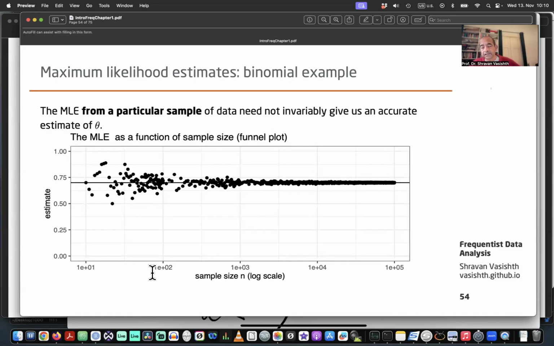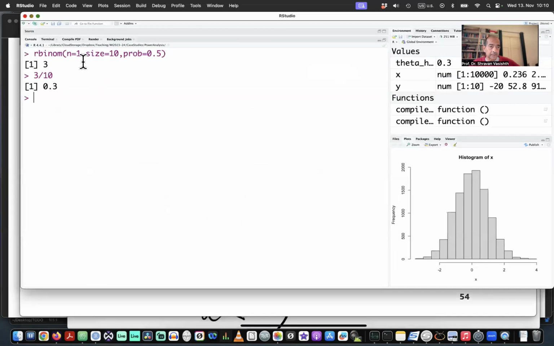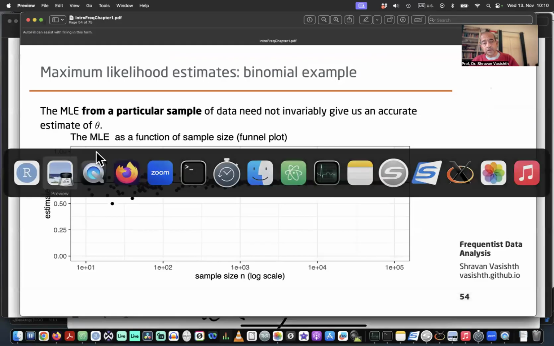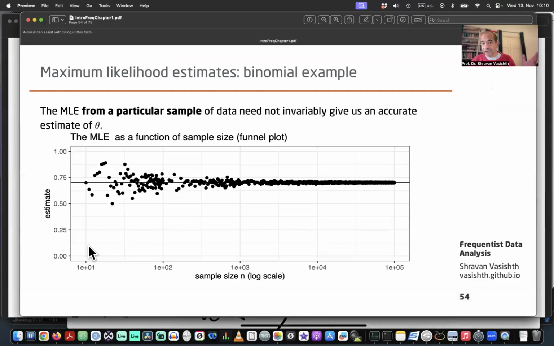Like if we get 3 successes out of 10, right, in this example here, we know what the true value of theta is, but our estimate is quite far away from that true value, right? So any one particular sample need not give you the true value of the parameter of interest. It will give you an estimate that may or may not be anywhere near the true value.